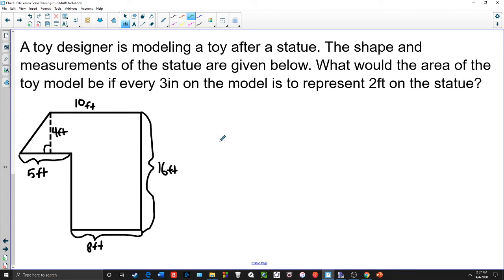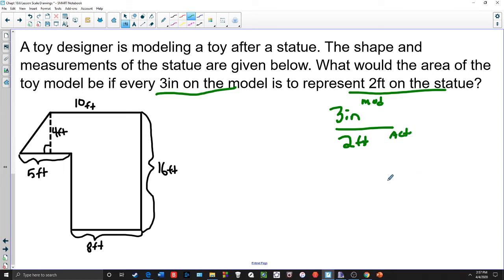What would the area of the toy model be if every 3 inches on the model represents 2 feet on the statue? So once again, you have to start by knowing what your scale factor is, and in these types of problems, they will tell you. 3 inches on the model, 2 feet on the actual. So let's go ahead and write that down. 3 inches model, 2 feet actual.